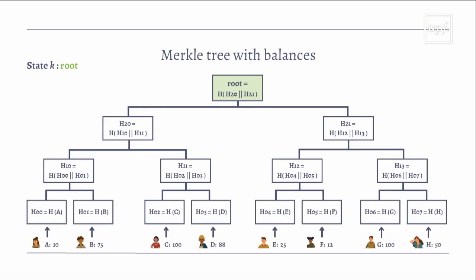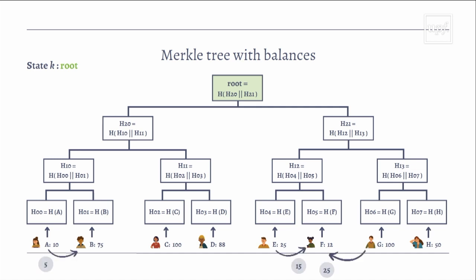So the way this is stored is using Merkle trees. So we would have each of the balances correspond to each of the leaves of this tree. And then all the nodes of the tree are calculated by doing the hash of their siblings.